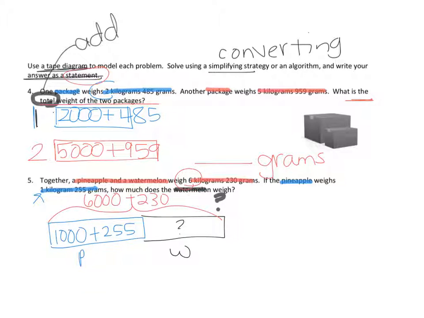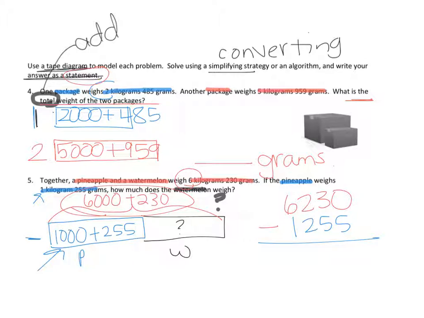6,230. Now, in order to find the missing piece here, or the watermelon, I've always told you this, you start with the whole and subtract what you know. So I'm going to set this one up for you. 6,230 is the whole. Subtract the part I know, 1,255, and that'll give you what's left. So your answer would be the watermelon weighs blank grams. Okay?